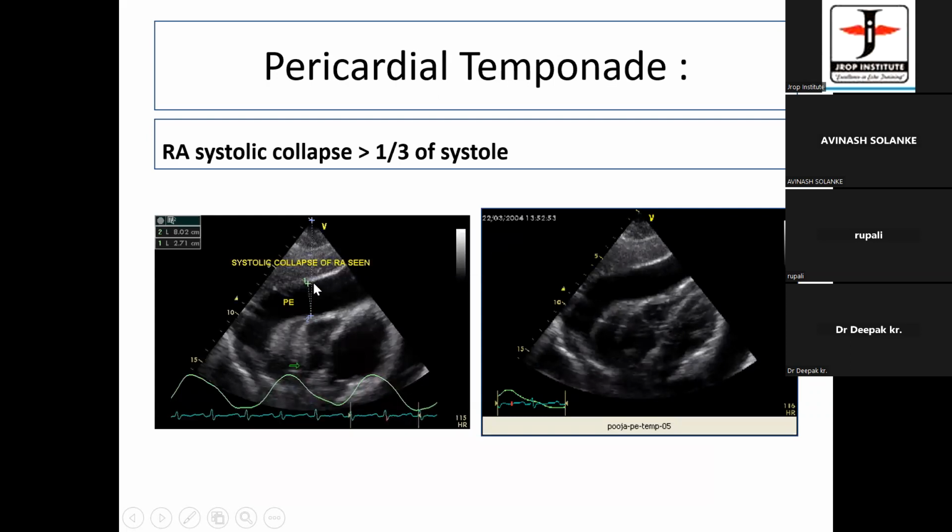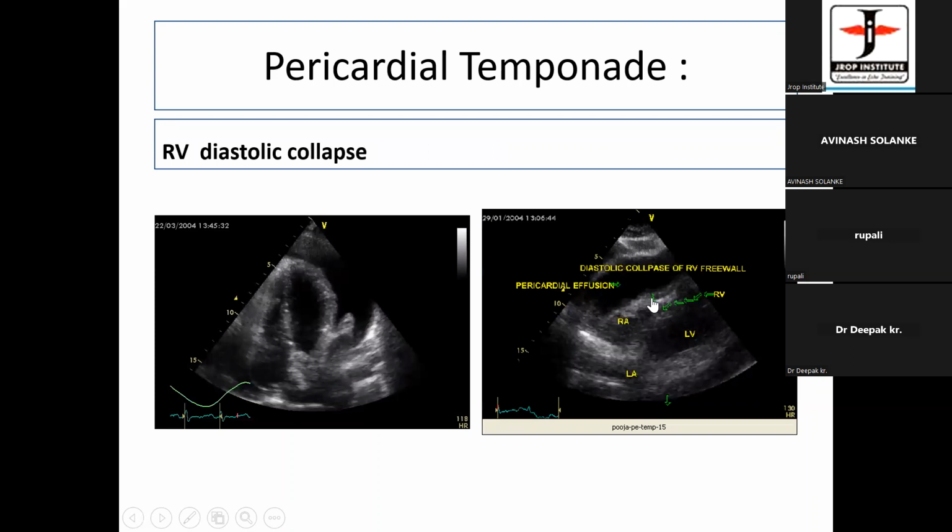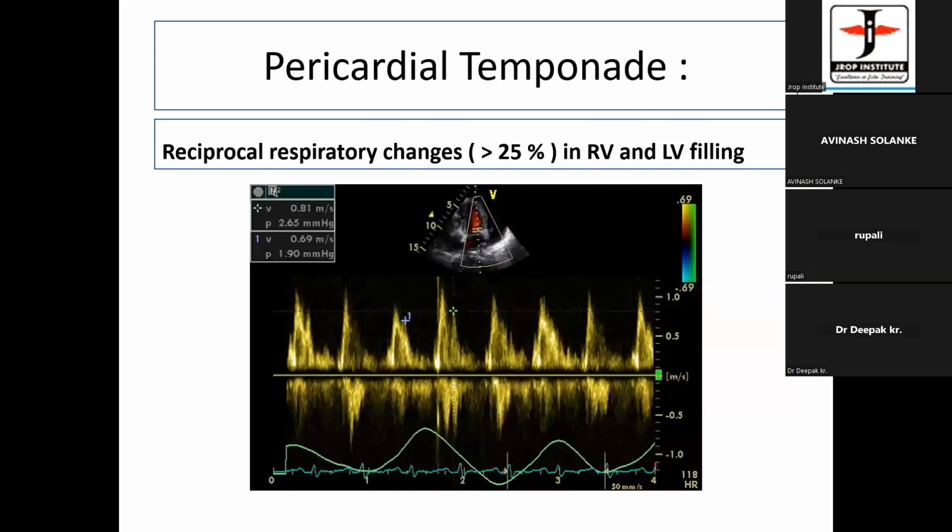Second, RV systolic collapse or RA systolic collapse for more than 1/3 of its duration. How do we look at it? We always put a cursor across the RA, look at an M mode, switch on our respirogram, and then hold our image to scroll through this pattern, to see how much RA collapse is present during systole. We look at the systolic pattern over here. Same thing, we look at a diastolic pattern over here, whether RV collapse is happening or not happening in diastole. This is a picture of RV diastolic collapse, which is happening during diastole, from the end of the T wave to the beginning of the QRS complex. This is what is known as ventricular reciprocal respiratory changes. How are these seen? This is a respirogram.